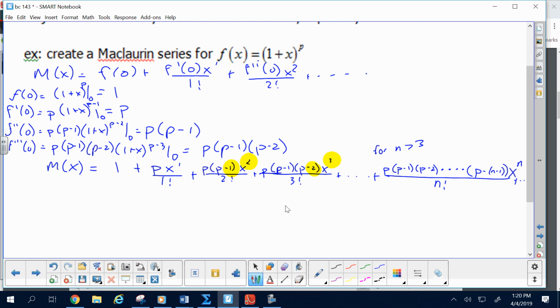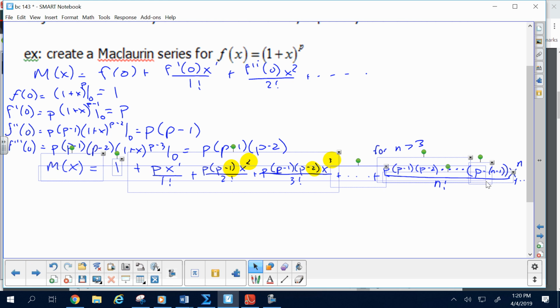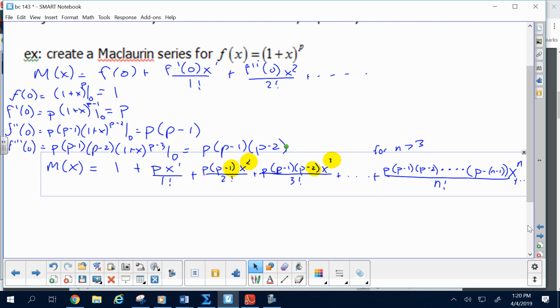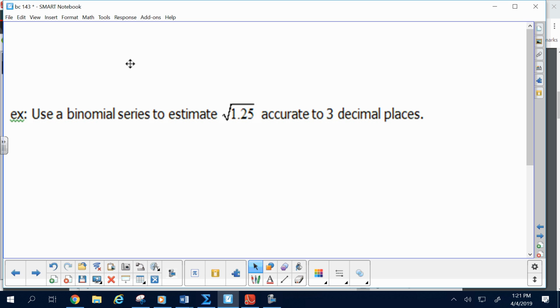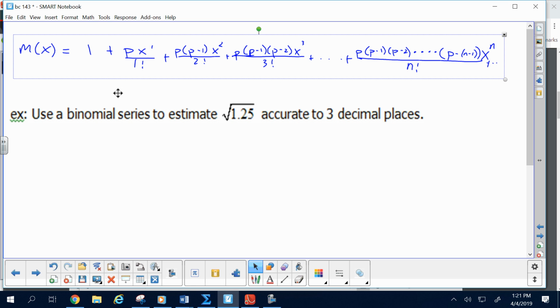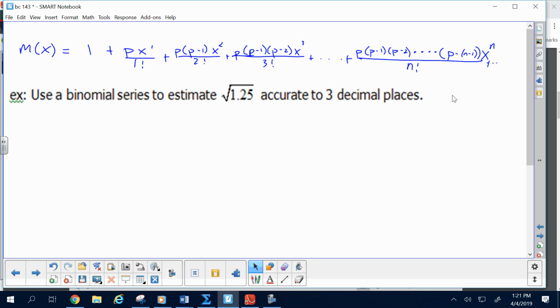Let's go to what a problem will look like, all right? Keep that in front of you. I'm going to copy and paste that to my next slide. And let's go to using this bad boy to estimate. Now, say you wanted to use a binomial series to estimate the square root of 1.25, accurate to 3 decimal places.